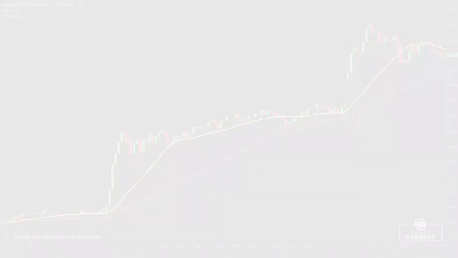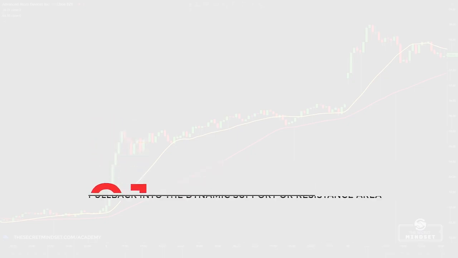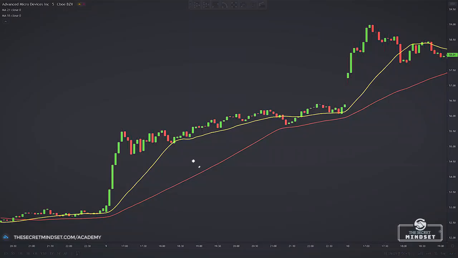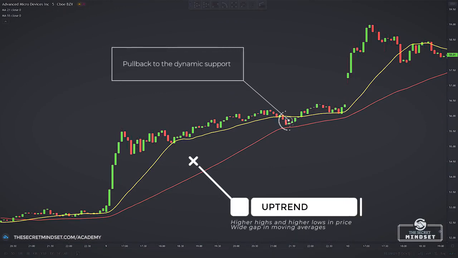So this is the first step in our strategy. We analyze price action to find the contraction in the moving averages, essentially a pullback into the dynamic support or resistance area determined by the two moving averages. By watching how price behaves as it pulls back from the dynamic zone, we can analyze the momentum in the current move.